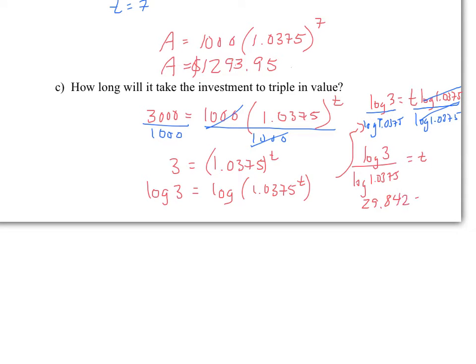29.842 equals t. So those would be years. Okay, so therefore, it would take 29.842 years to triple in value.